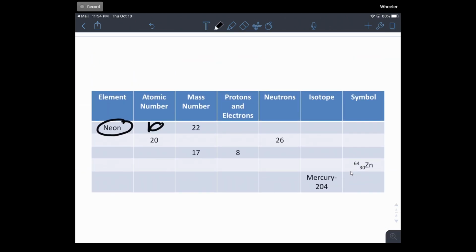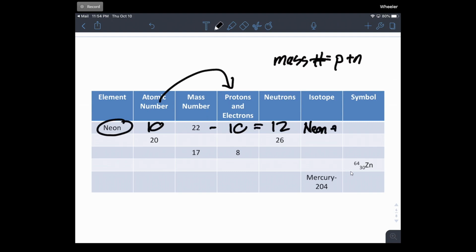The mass number is already provided to be 22. If the atomic number is 10, then the protons and electrons in a neutral atom must also be 10. Since the mass number is equal to protons plus neutrons, I should be able to subtract 22 minus 10 and get the number of neutrons to be 12. The isotope would then be neon-22, and the symbol would be 22 in the top left, neon as the symbol, and then the atomic number would be 10.